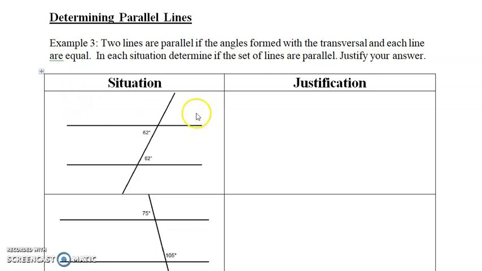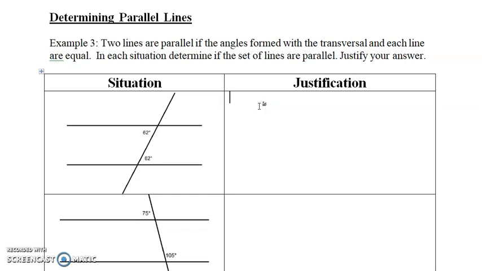Hello everybody, welcome back. Today we're looking at example 3. It says two lines are parallel if angles formed by the transversal on each line are equal. In each situation, determine if the set of lines are parallel. Justify your answers. Alright, so we're just trying to determine if these two are parallel.